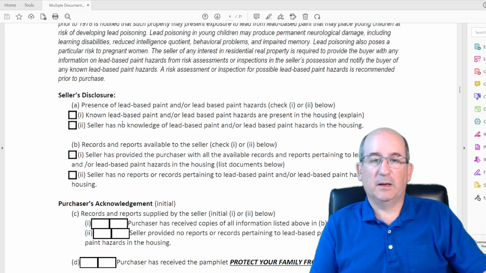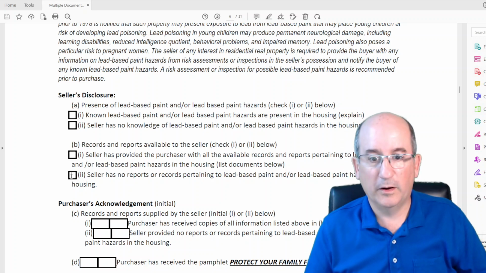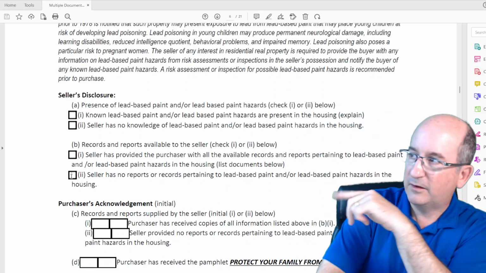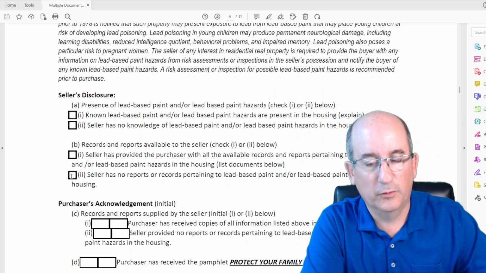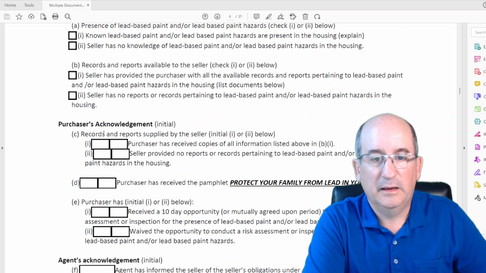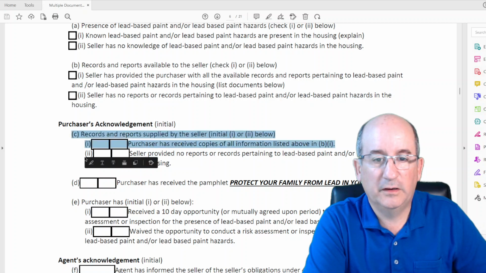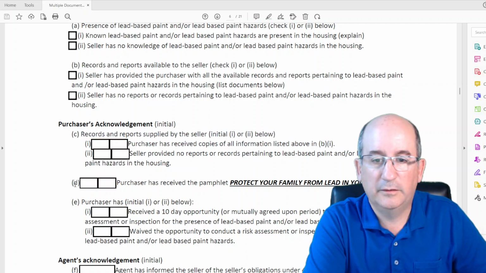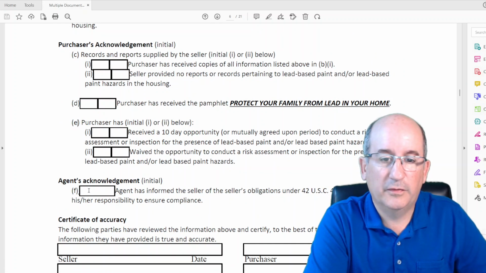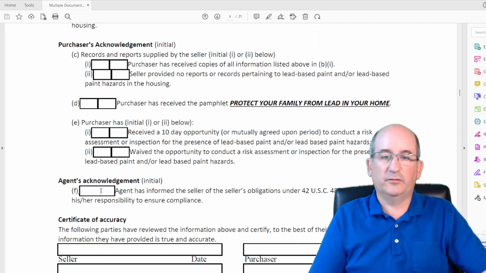So if they check up here that they have no knowledge, then I put that they don't provide any records, because there aren't any, because they aren't aware of any. And that means, well, there probably is some in there, because that's an old one. If you don't know, you don't know. Only disclose what you know. Okay? And then this form here, C is for purchasers, D is for purchasers, E is for purchasers. The listing agent actually does this one.